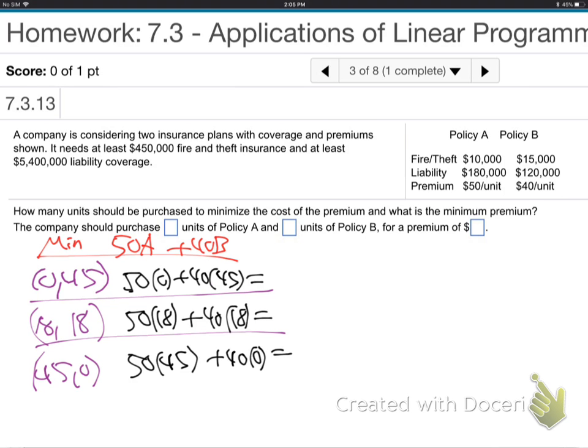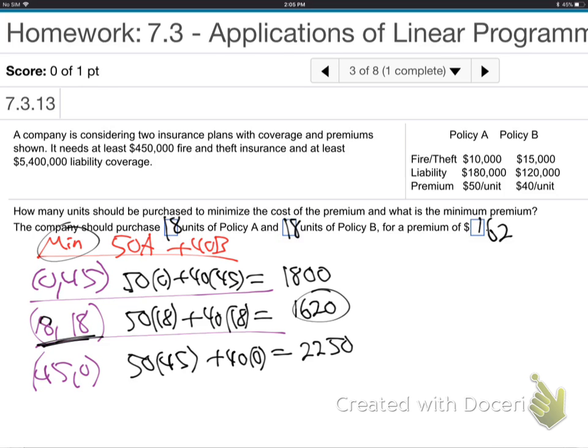Does somebody have answers for me? What's the first one? I'll do them. So yeah, 1800, 1620, and 2250. All right, who's the minimum? This one, 1620 is the lowest number. It happens at 18, 18. So they should have 18 units of policy A, 18 units of policy B.